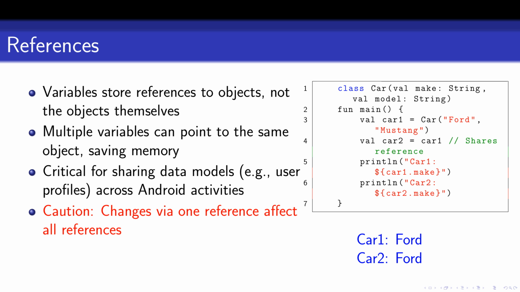Variables in Kotlin store references to objects, not the objects themselves, allowing multiple variables to point to the same object to save memory. This is critical for sharing data models across Android activities, but changes via one reference affect all, as shown by two variables referencing the same car object, both printing Ford.